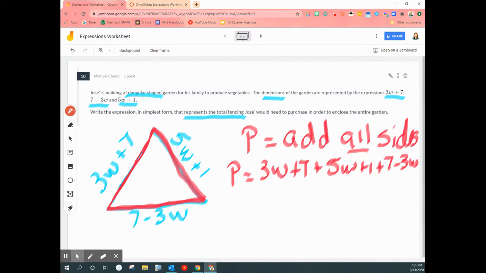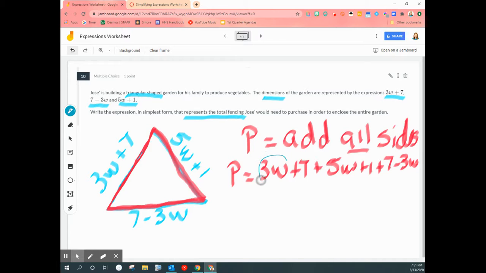Okay, so now we need to figure out, well, am I done? Is that in simplest form? Does this thing here look like a big, long expression? It should, because that's what it is. And we know how to simplify expressions. That's what we talked about yesterday. You have to find the like terms. So where are like terms?